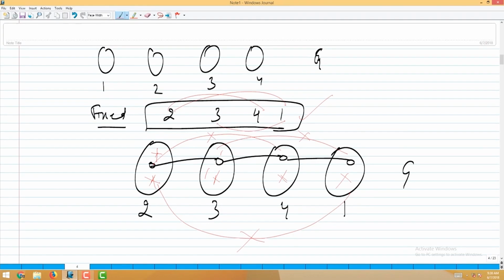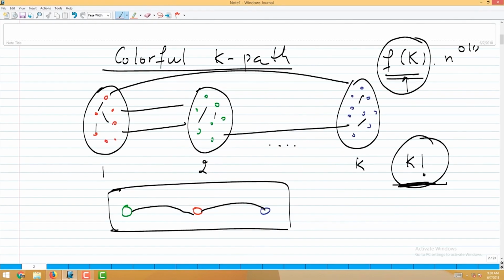And if in the DFS tree I get a path of length 4, then I know that it corresponds to a path that respects this ordering, because I was doing the DFS starting from a vertex of color 2. So what have we done? We wanted to solve the colorful k-path problem. For that, we said we are looking at a path where all the vertices get different colors.